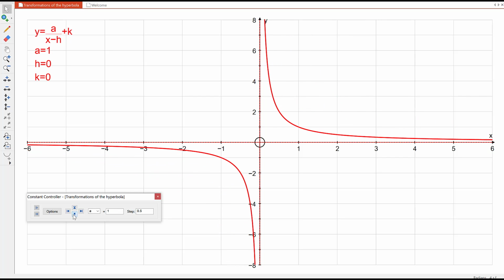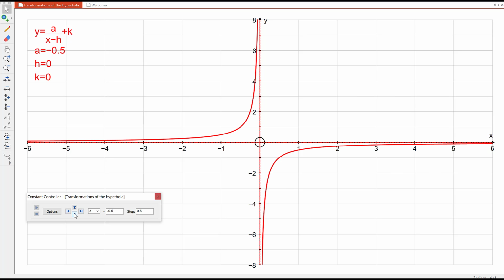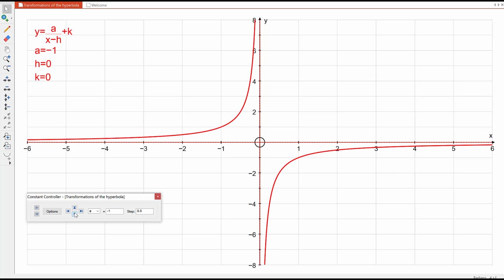If we were to make a smaller, so a is 0.5, we've dilated the graph from the x-axis by a factor of 0.5, so all the y values have been halved. So instead of going through (1, 1), we go through (1, 1/2). If a becomes 0, it's not a hyperbola at all, it's just y equals 0, so that's a bit trivial. But then if a is negative, the graph is reflected in the x-axis. So here a is negative 1.